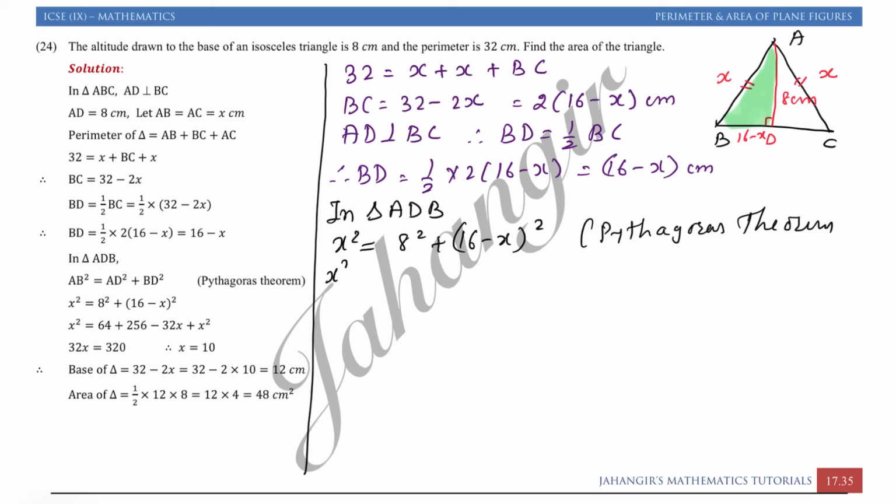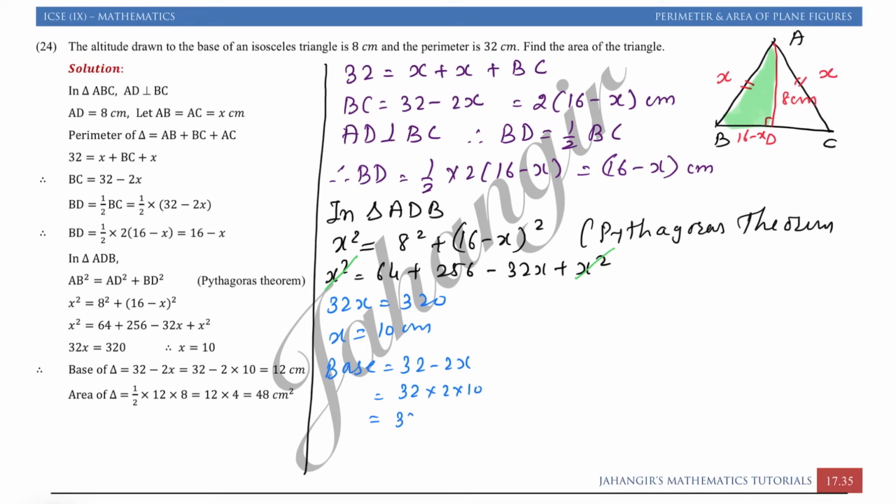So we can write x square is equal to 64 plus 16 square is 256 minus 32x plus x square. We can cancel x square on both sides. So 32x, you can shift, 32x is equal to 320, so therefore x is equal to 10 centimeter. So height as it is given, so we can find base. Base is 32 minus 2x, that is 32 minus 2 into 10, that is 32 minus 20, which is equal to 12 centimeter.